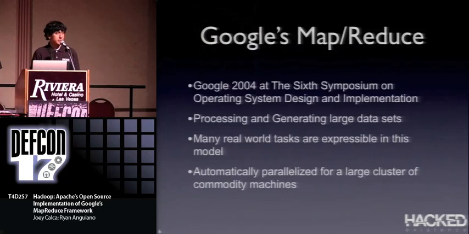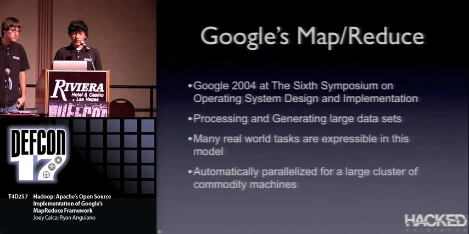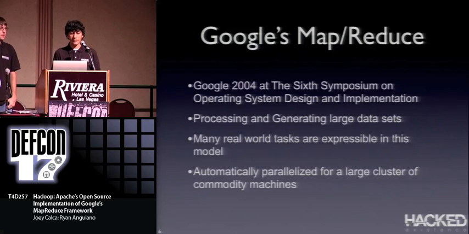Now, Google's MapReduce. In 2004, Google released an abstract basically outlining their MapReduce framework, and they had a huge problem processing and generating large data sets. So they invented MapReduce to be able to solve this. Many real-world tasks are expressible in this model. It's been automatically parallelized for a large cluster of commodity machines.